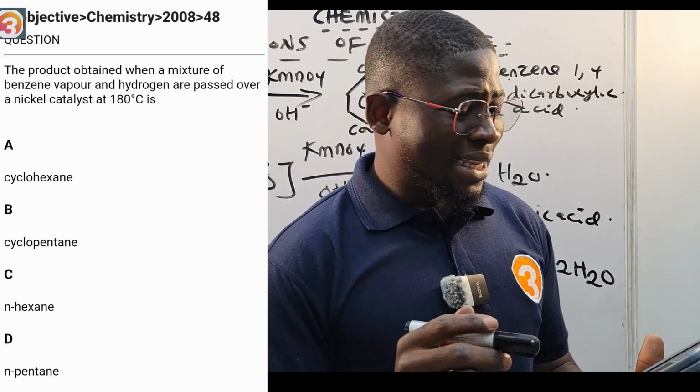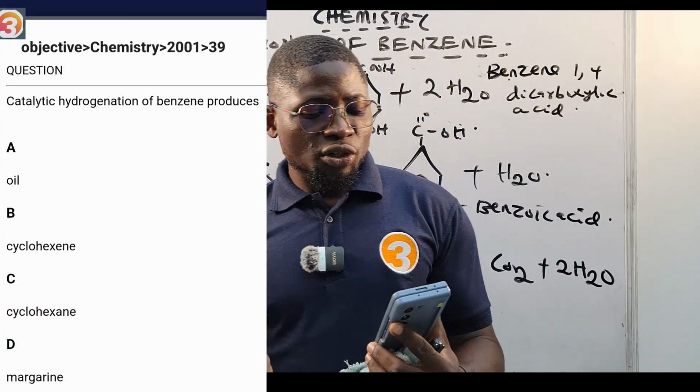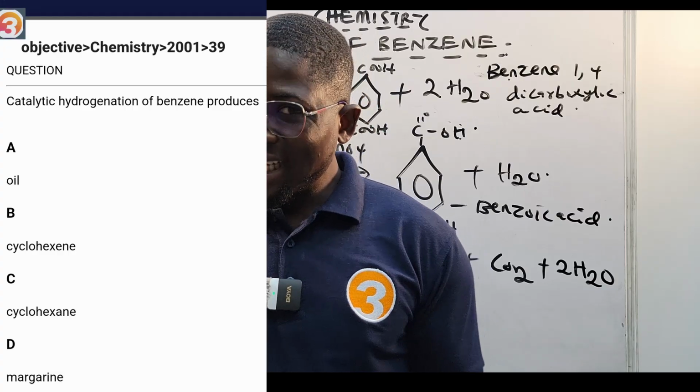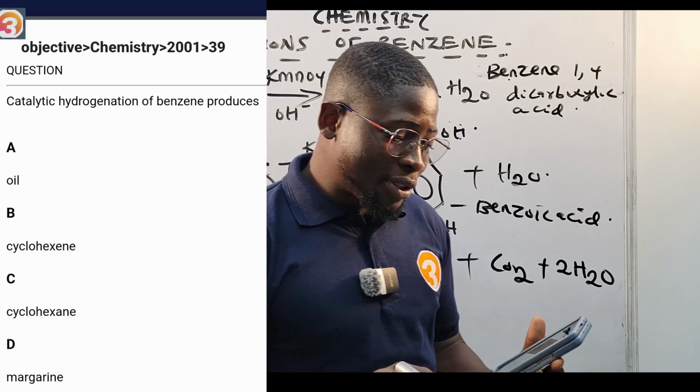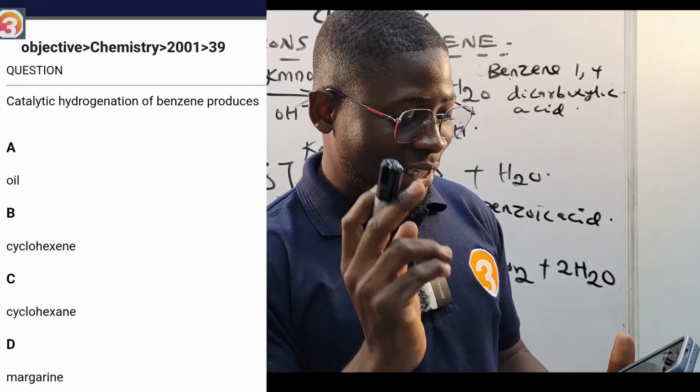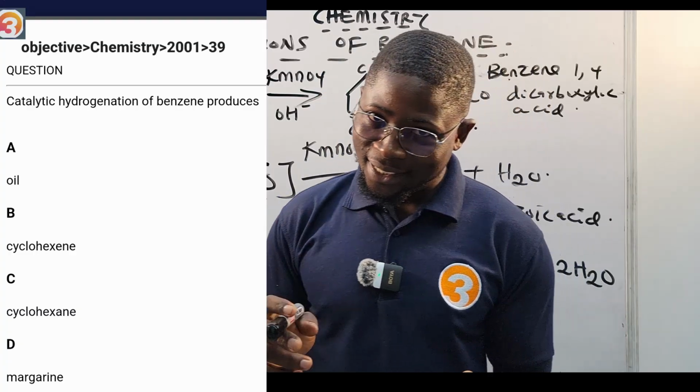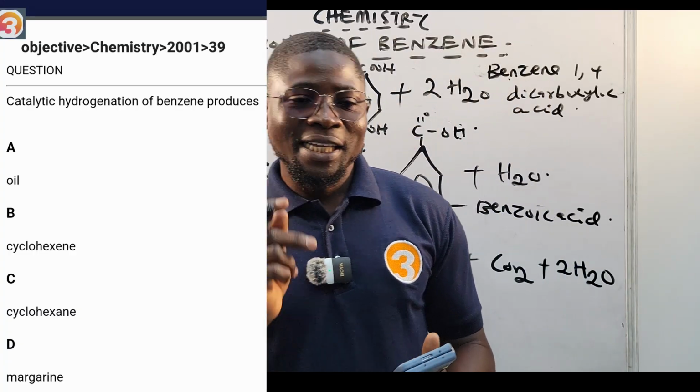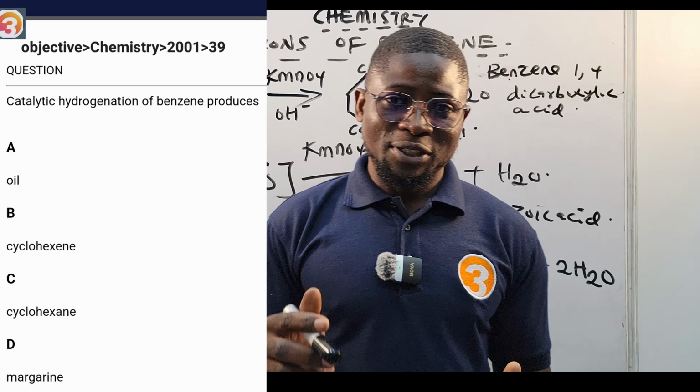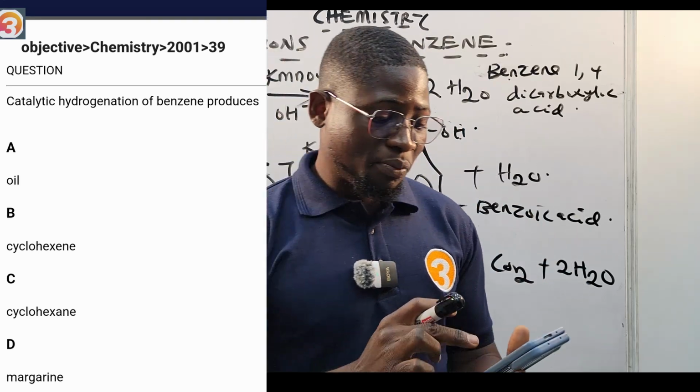Then 2001 number 39. Catalytic hydrogenation of benzene produces what? Obviously, cyclohexane, also option C. You see it repeated in another form. So later you say JAMB does not repeat past questions. So please go and get your application and stop wasting your time.